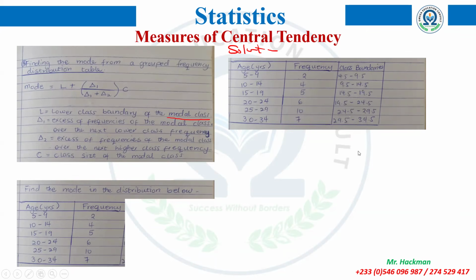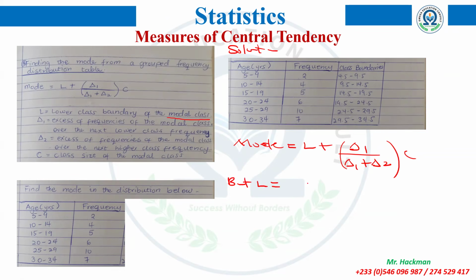But before you even go and add your columns, my advice is, first of all, quote the formula, the formula that will tell you the columns that you need. So in this case, I'll write the mode. In terms of the formula from the group, the mode will be equal to L plus change sub 1 over change sub 1 plus change sub 2, the whole of that in brackets, then times C. So now I'm going to look for my L.